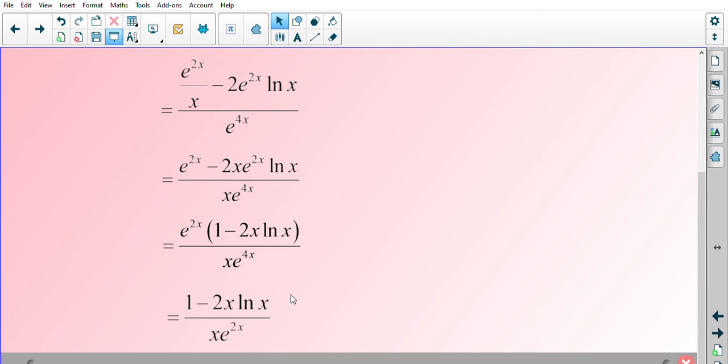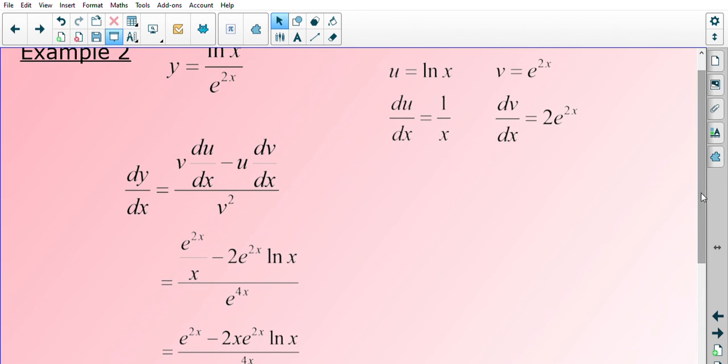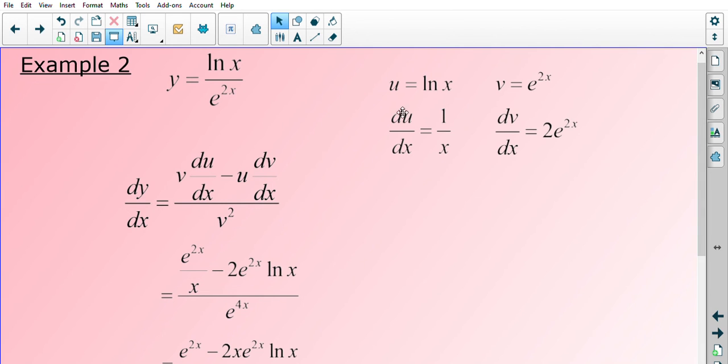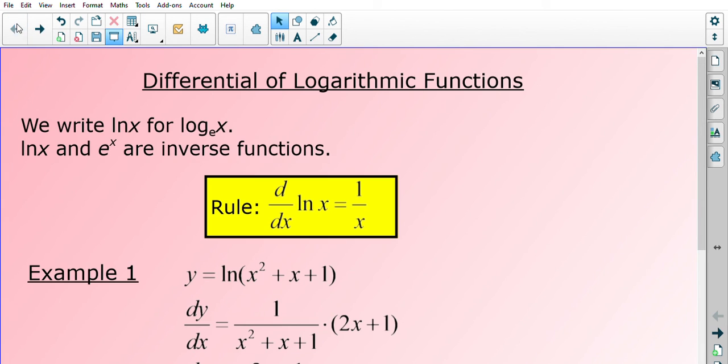Remember, ln x just means log of x. So that's two examples of differentiating the log. The key thing is our rule, and remembering the chain rule concept as well. So we always multiply by the differential of what's in the bracket before we go on.